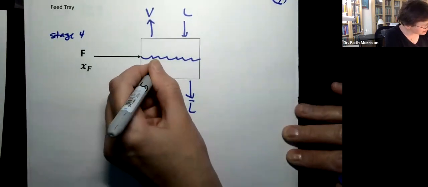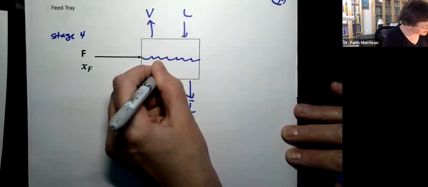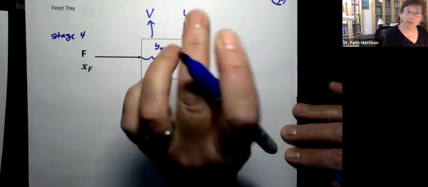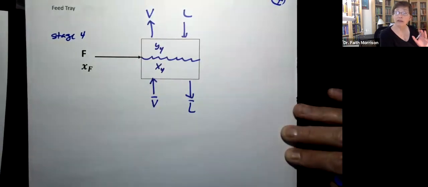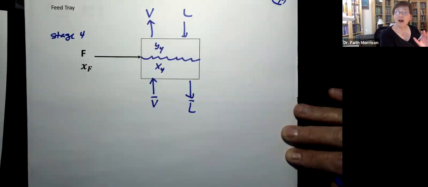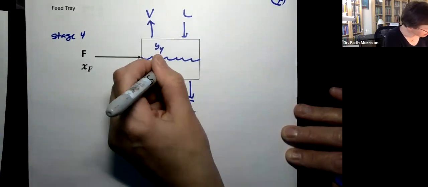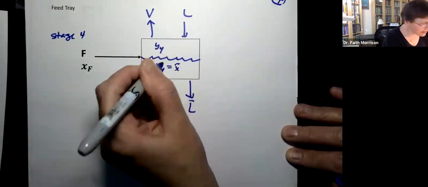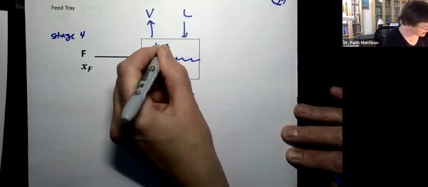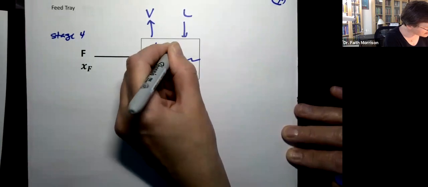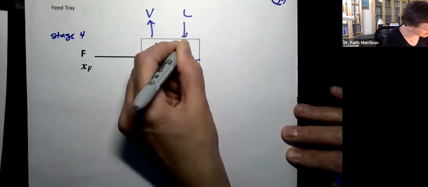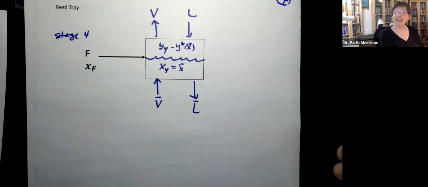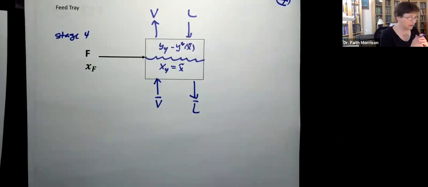So this is an equilibrium stage. So this would be X4 and this would be Y4, and they're in equilibrium with one another, and so they would be on the equilibrium curve. I'm going to call this X tilde, the general feed tray, and this is Y star of X tilde. Okay, that's how I'm expressing that the two compositions in the feed tray are also in equilibrium.